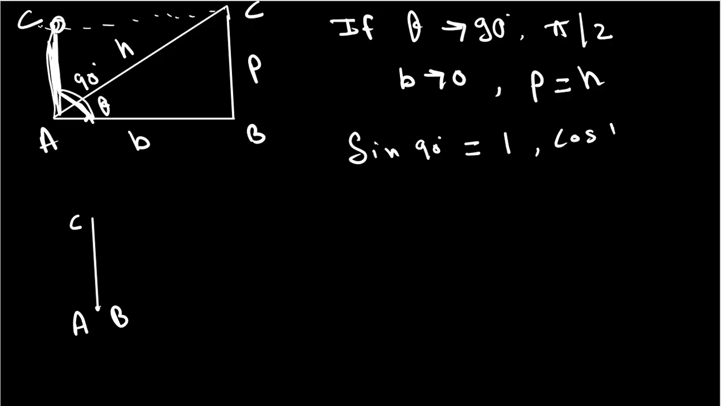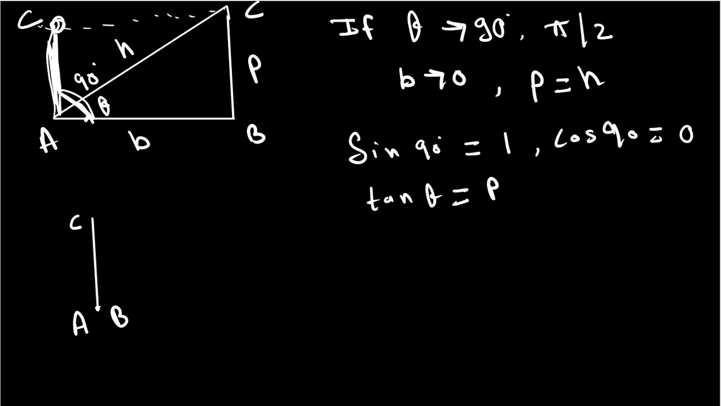What will be the value of cos 90 degree? So we have seen if theta is 90 degree, base will become 0. AB is 0. So it will become 0 by hypotenuse, 0. And tan theta, what will be the value of tan theta? So see, here base is 0.